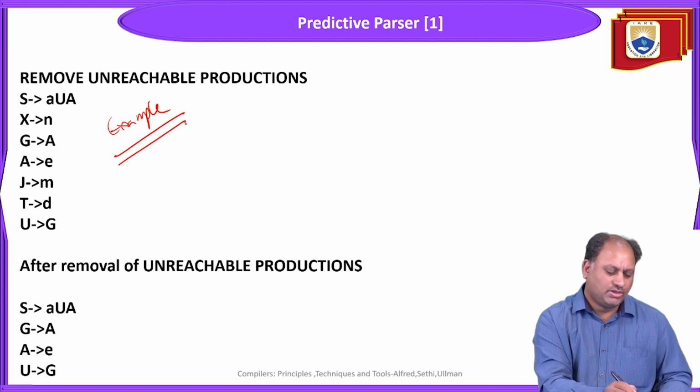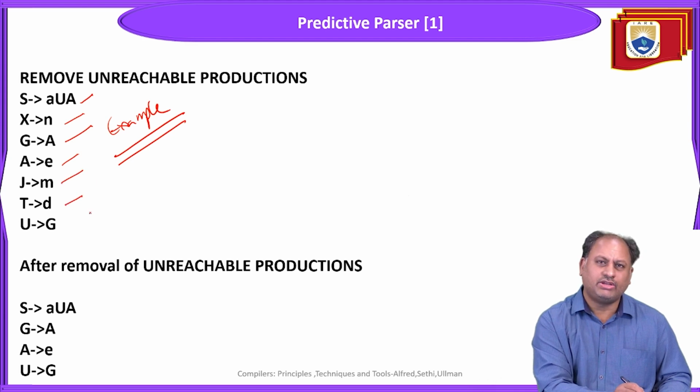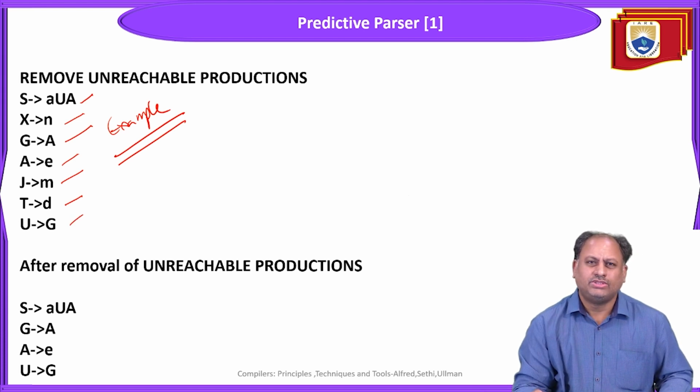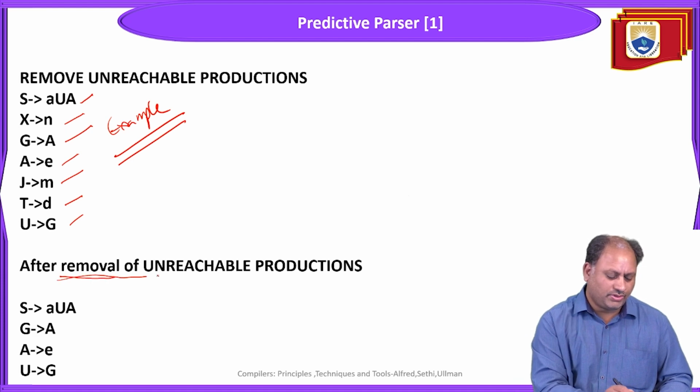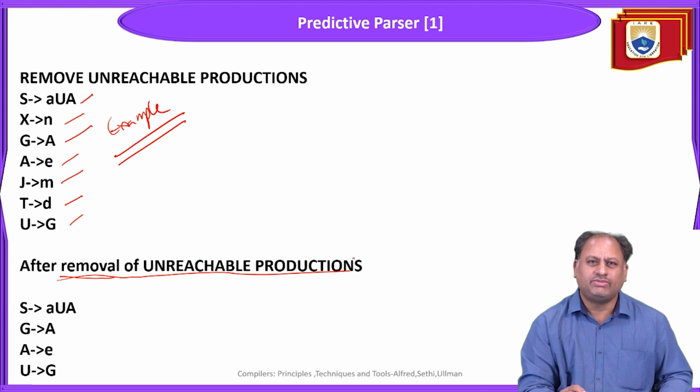In this example, S derives a U A, X derives n, G derives A, A derives e, J derives m, D derives d, U derives G. So in this list of rules, what are the things which are not reachable? We have to find out from the given grammar the unreachability of the production, so we are going to remove the unreachable productions. How do we identify this unreachability in the given grammar?